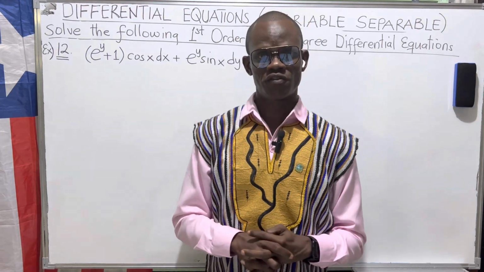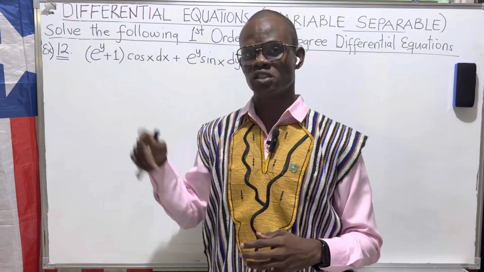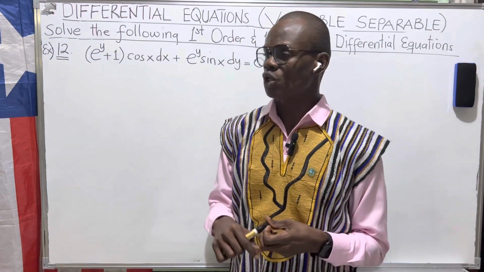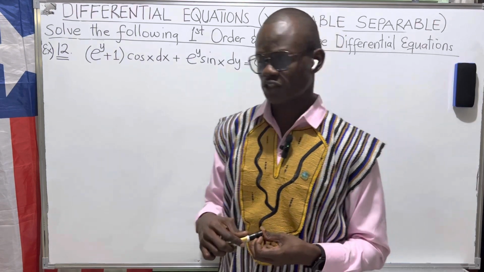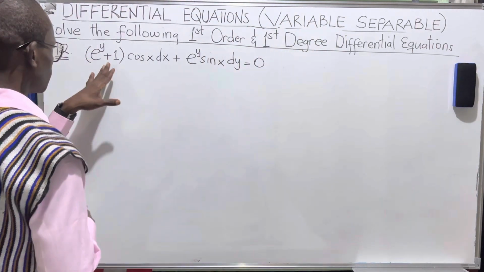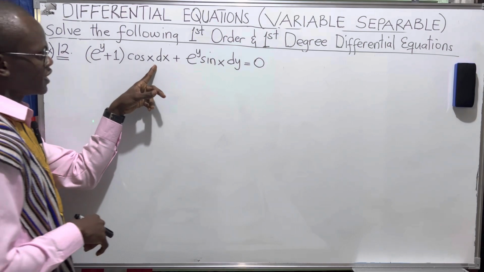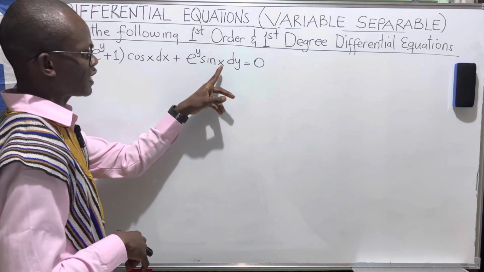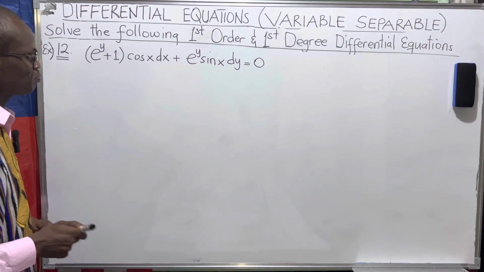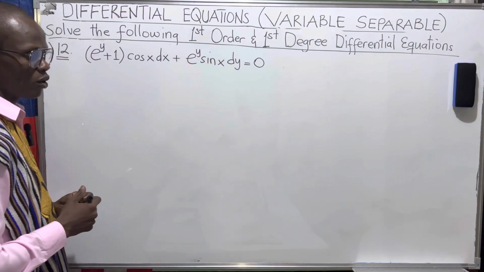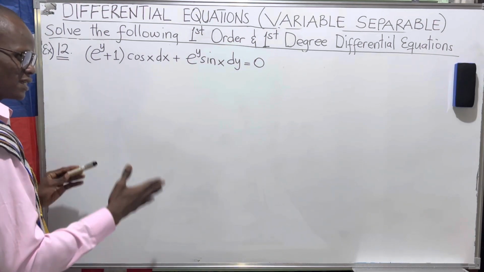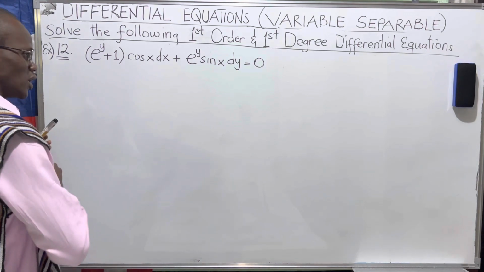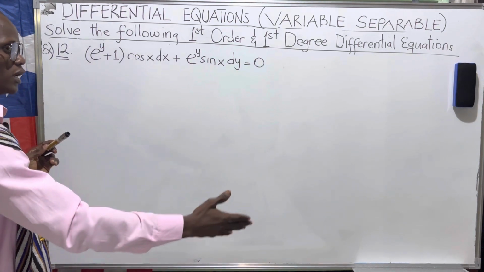We want to solve the 12th problem now, the 12th problem in this lesson. So let's see how we find the general solution of this differential equation. e raised to the power y plus 1 cos of x dx plus e raised to the power y sine of x dy. So remember, our goal is to ensure that all of the expressions with x be on one side of the equation and the others be on another side of the equation.